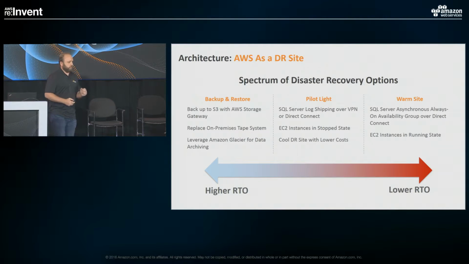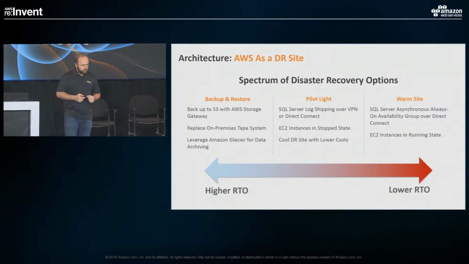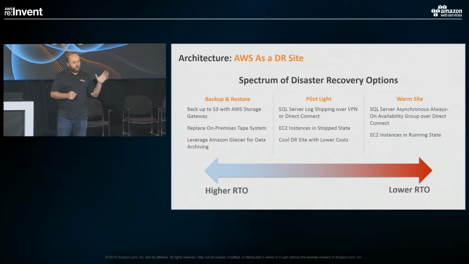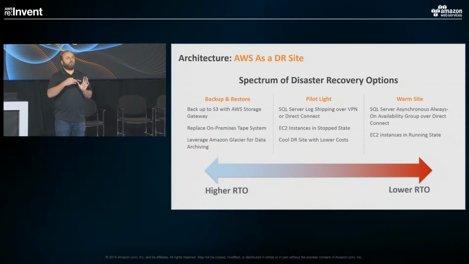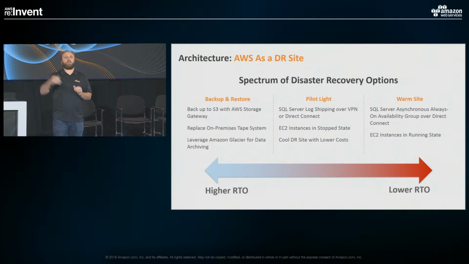There's also several options for disaster recovery, and disaster recovery is another aspect and another very common scenario for running SharePoint workloads in AWS. That's usually also the first option for a lot of customers that are just migrating into AWS and shifting all of their workloads over there.